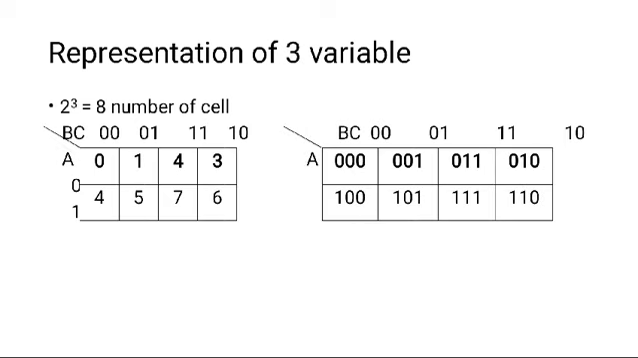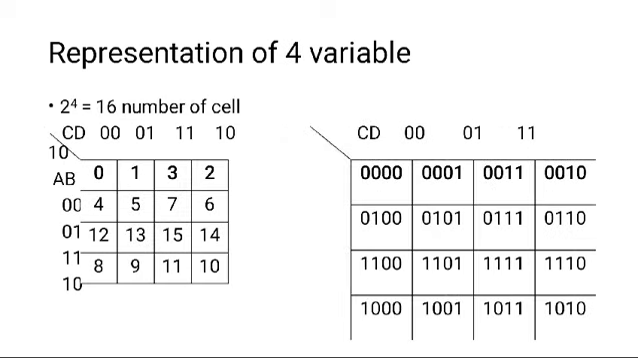Representation of three variables. The three variable K-map consists of a 2 by 4 grid with each square representing a possible combination of three input variables A, B and C. The rows represent the possible values of A while the columns represent the possible values of B and C.